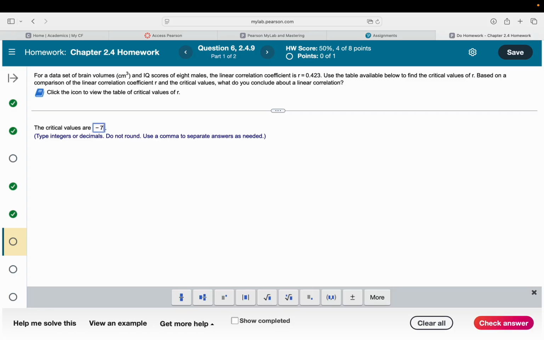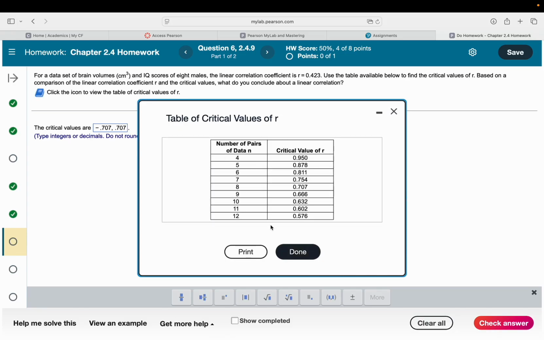So, same thing here. We just go through the question. We write down the critical values. Now, the thing you need to realize is, again, the negative version exists even though the table just has the positive value. Mathematicians are lazy.